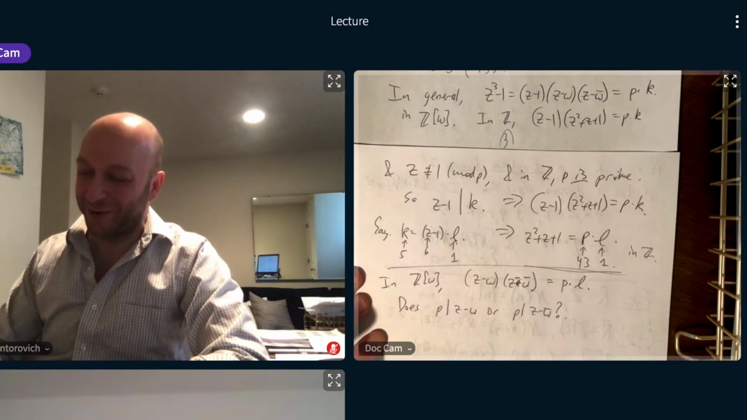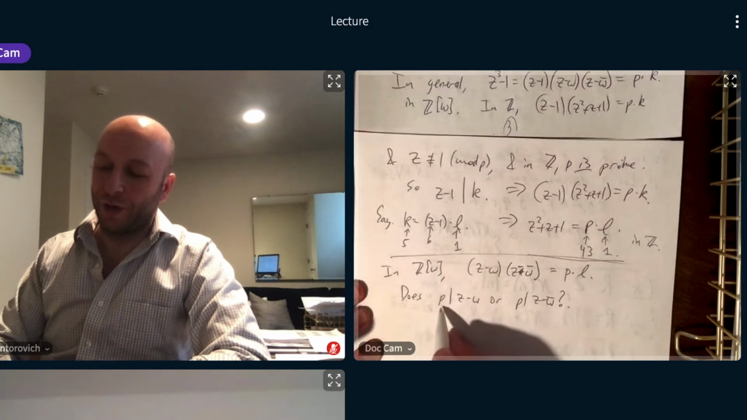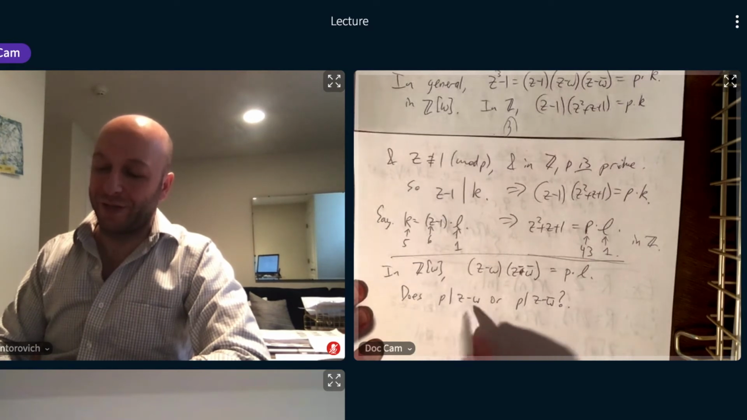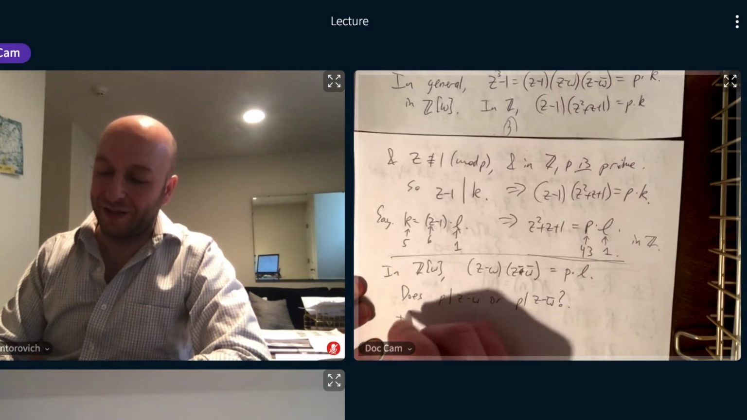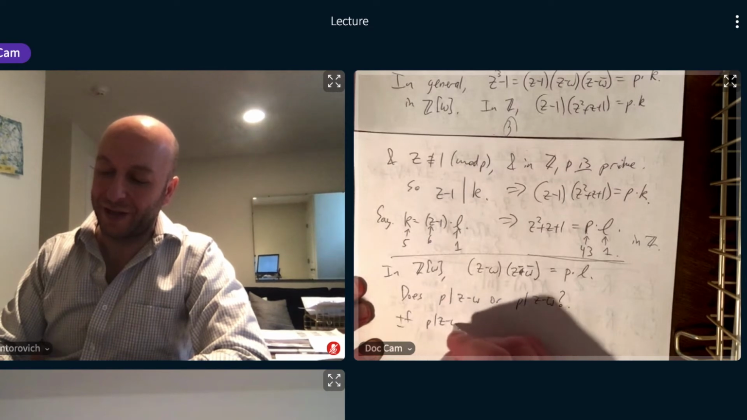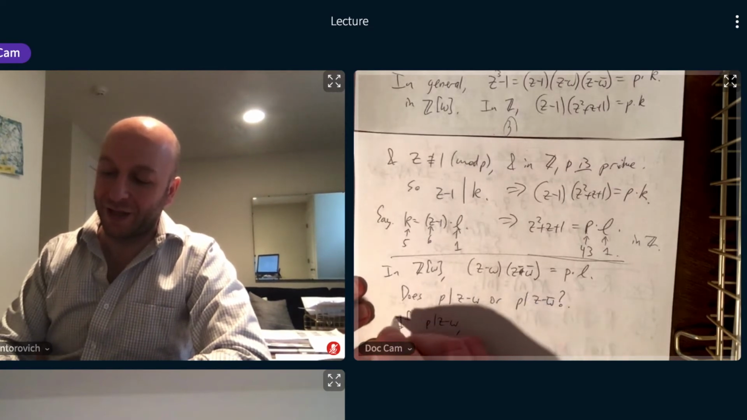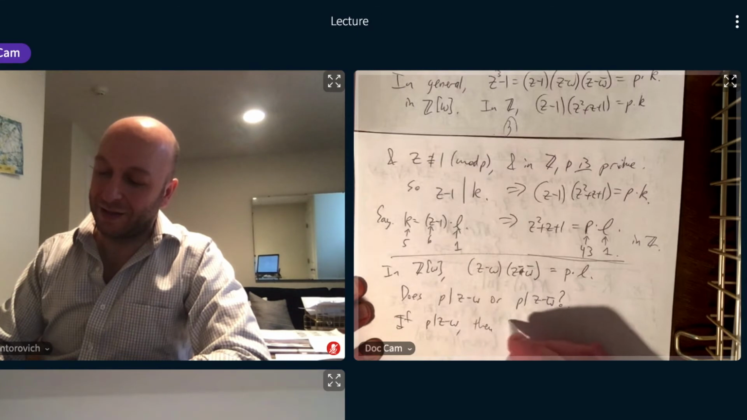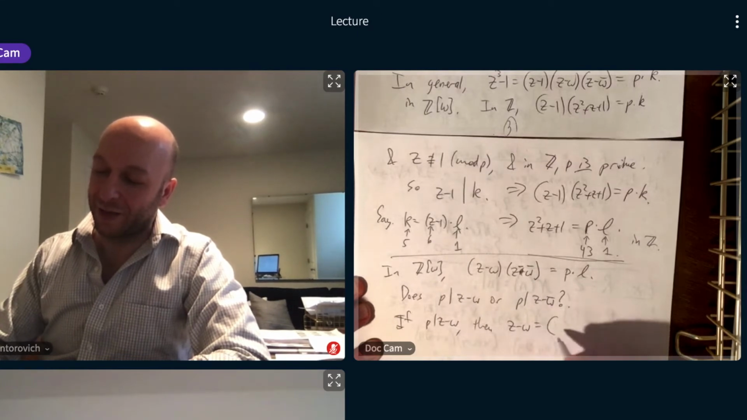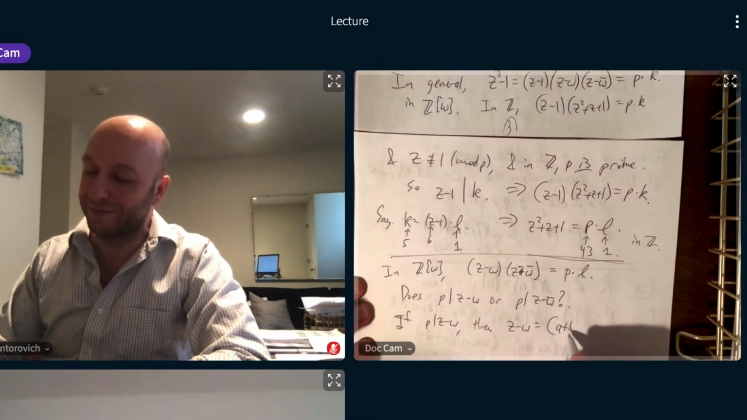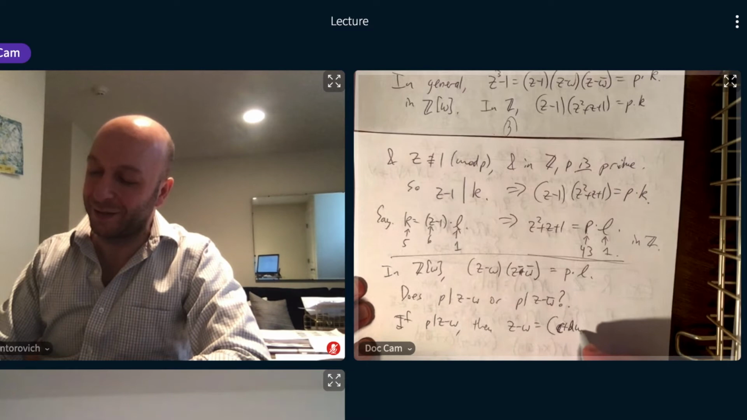It doesn't seem to. Okay. So what would it mean that P divides one of these? It means if P divides Z minus W, then P times something, let's call it C plus D W, times P equals Z minus W.